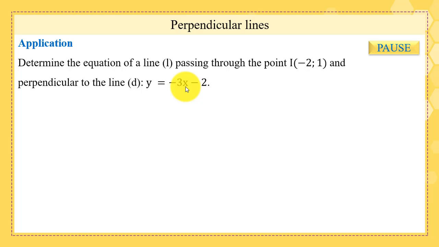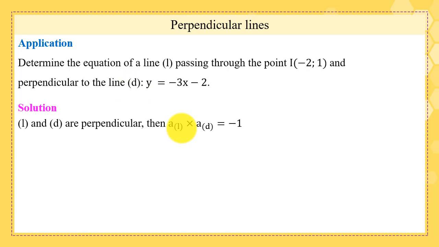Pause the video and solve this application. To find the equation of the straight line L, we must find the slope of L. Here, L is perpendicular to the line D, so the slope of L times the slope of D is equal to -1. Substitute the slope of D by -3, so we get a of L equal to -1 over -3, equal to 1/3, which is the slope of the straight line L.